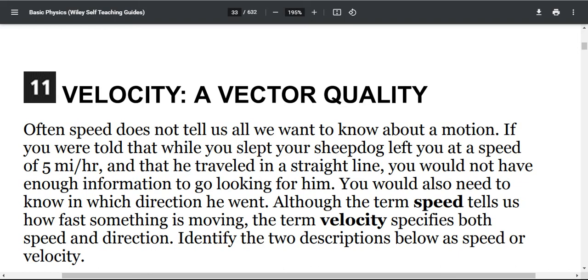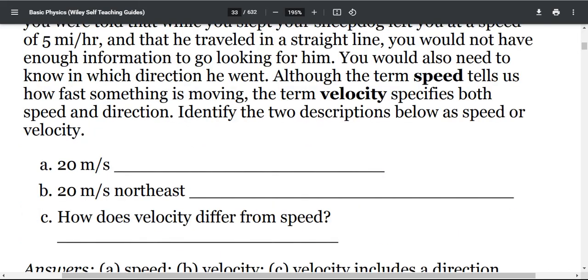Identify the two descriptions below as speed or velocity. The first one is 20 m/s, which is speed because it is showing us 20 meters per second. The second one is 20 m/s northeast. This has to be velocity because it is showing the speed and direction, northeast being the direction.